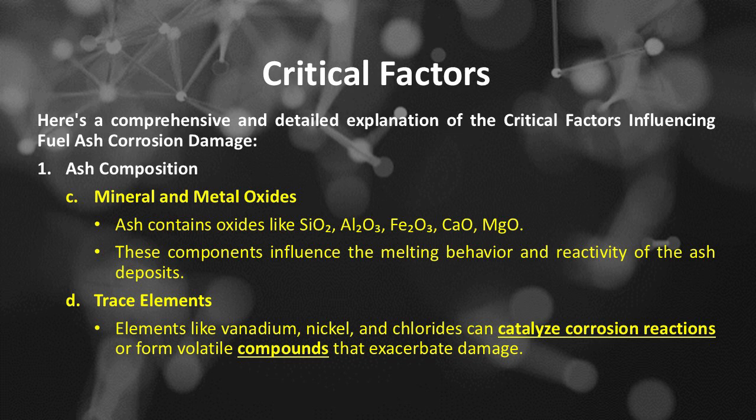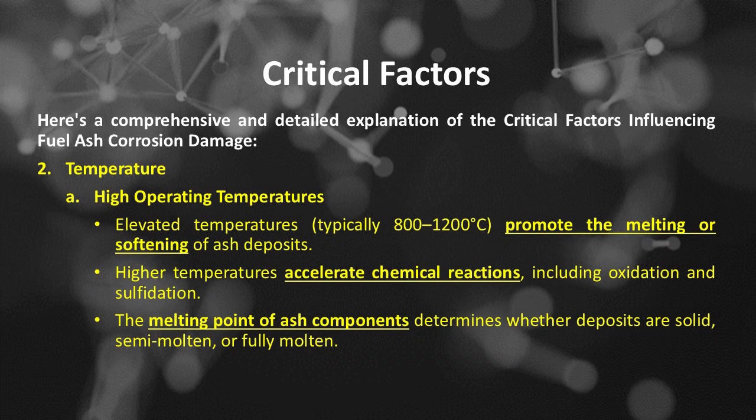Number 2 of critical factors influencing fuel ash corrosion damage is temperature. Number A: high operating temperatures. Elevated temperatures, typically 800 to 1200 degrees Celsius, promote the melting or softening of ash deposits. Higher temperatures accelerate chemical reactions, including oxidation and sulfidation. The melting point of ash components determines whether deposits are solid, semi-molten, or fully molten.